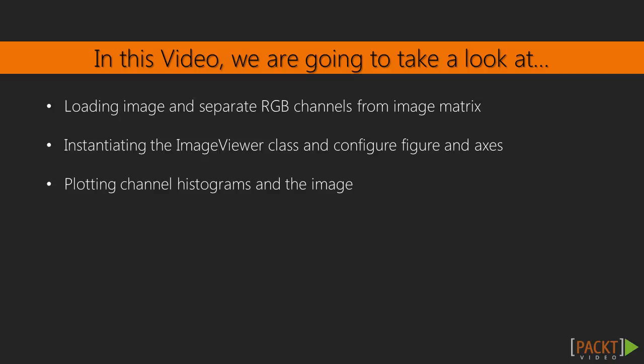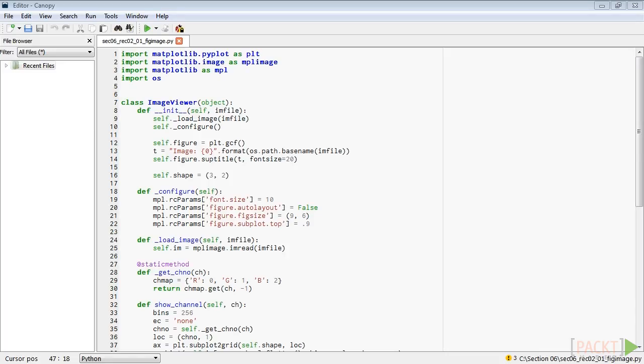We'll first load the image and separate RGB channels from an image matrix and then instantiate the image viewer class and configure figure and axis. Finally, we'll go ahead and plot channel histograms and the image. So, to start with, we provide some sample images. Here the code is ready to load any image file, provided it's supported by matplotlib's imread function.